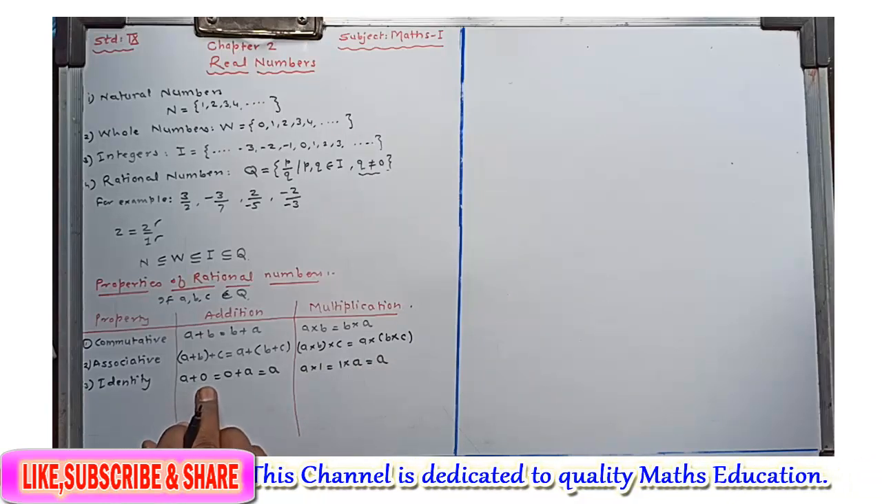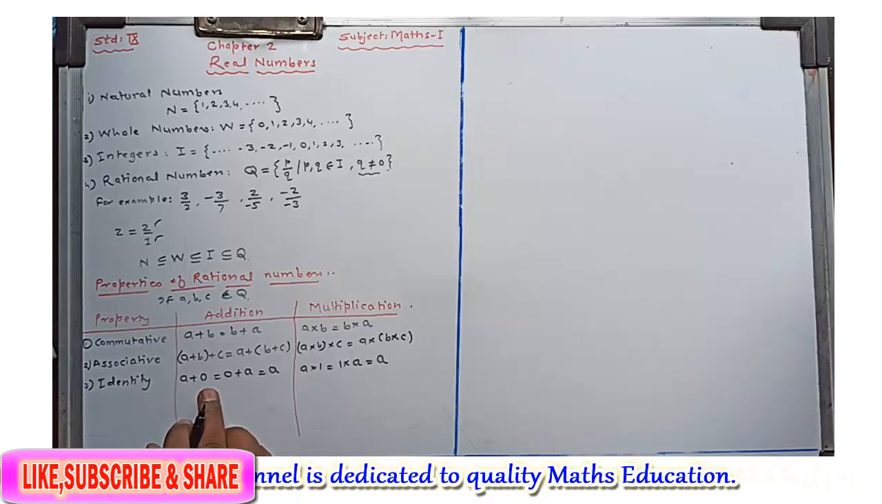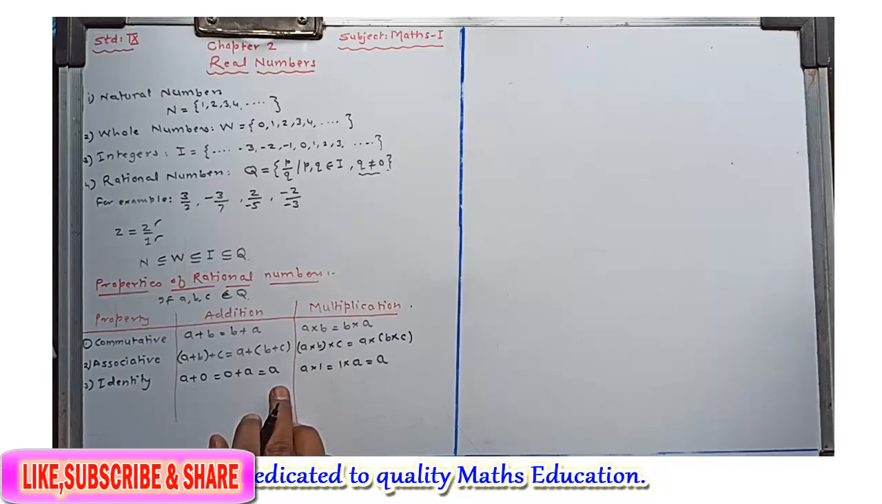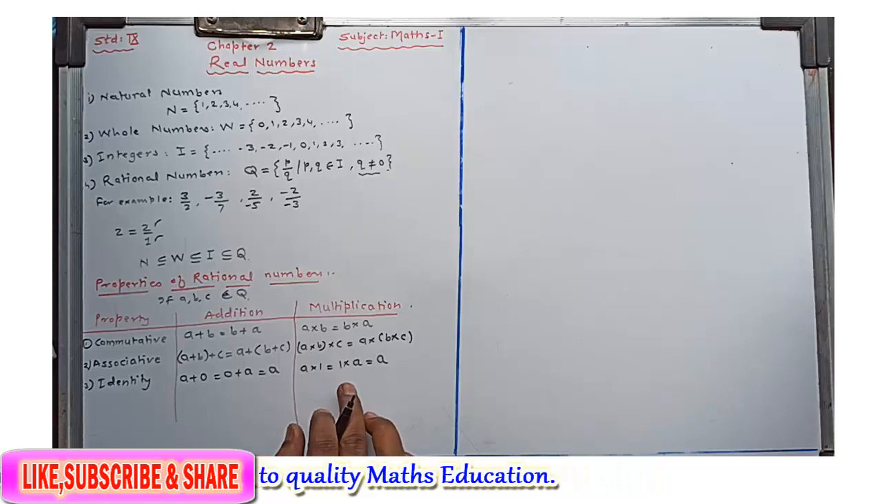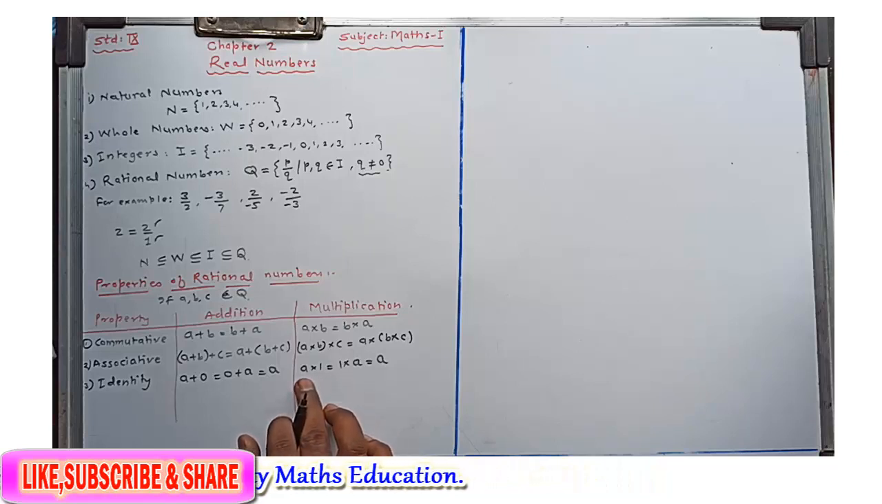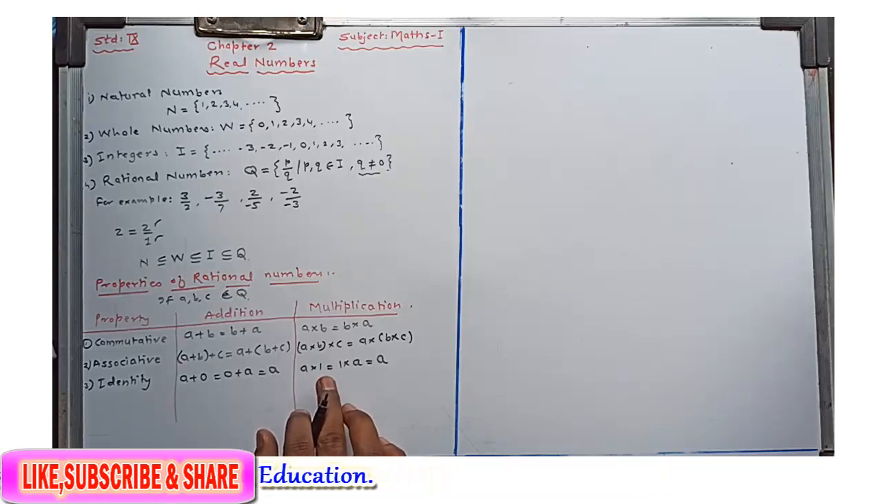In any rational number, if you add 0 then you will get that number itself. And in multiplication, if you multiply any rational number by 1 then you will get that number itself. So this property is called identity.